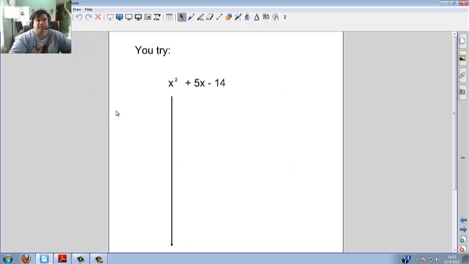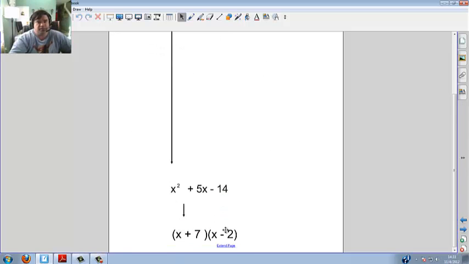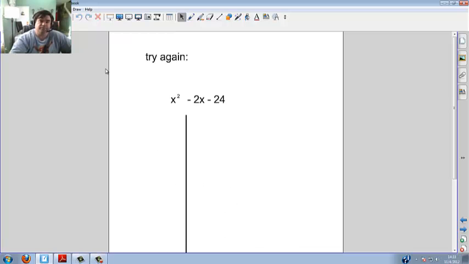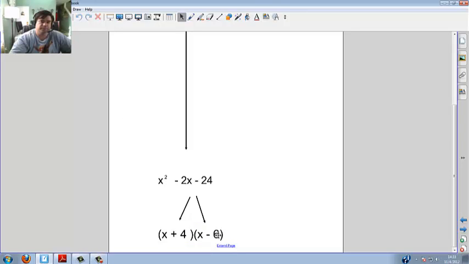You try. Go ahead. Did you get this? Plus 7 and negative 2, because of all the possibilities of 14, 7 and negative 2 would make positive 5. Try one more time. Did you get this? Alright. I don't care if you have x minus 6 first or x plus 4 first. It doesn't make a difference.